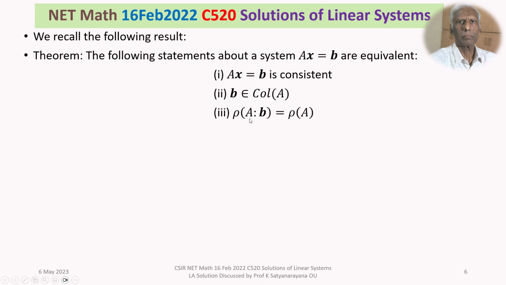Third, the rank of the augmented matrix A with the column vector b is equal to the rank of the coefficient matrix A. These three statements about Ax is equal to b are equivalent. 1 implies 2, 2 implies 3, 3 implies back to 1, so all are equivalent. We will repeatedly use this theorem in the discussion. Please remember.